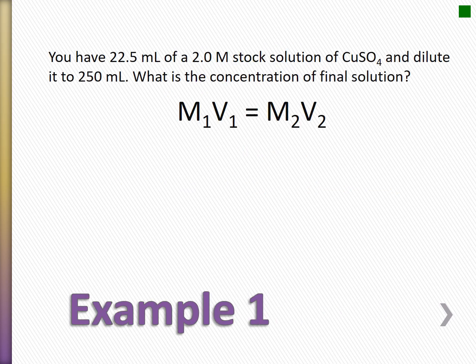Okay. So let's try to do a problem. You have 22.5 milliliters of a 2 molar stock solution. So first off, stock solution means it is your concentrated solution. So this is your most concentrated solution of CuSO4, and you dilute it to 250 milliliters.